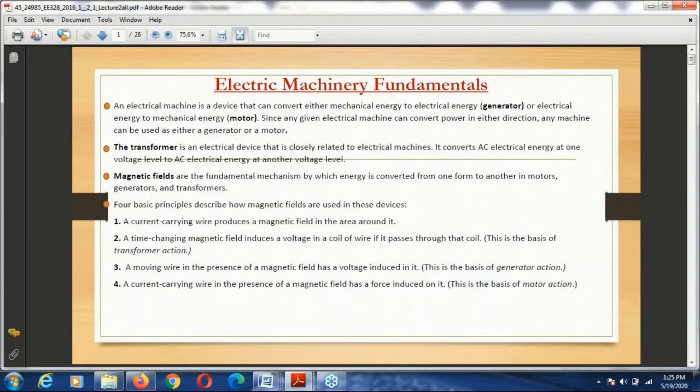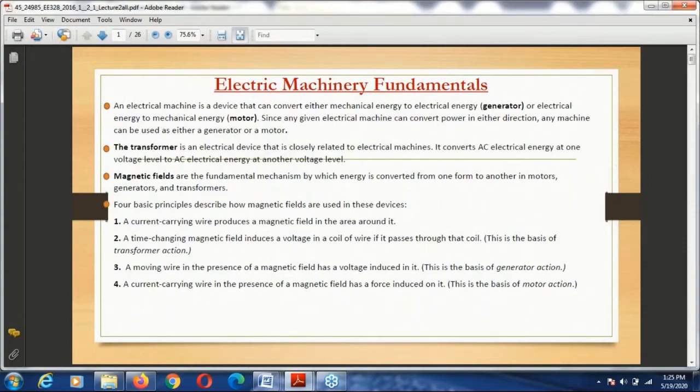Now, four basic principles describe how magnetic fields are used in these devices. The devices are electric motors, generators, transformers, etc. I've also told you that the pumping machine in a borehole is also an electric machine. The first principle is that a current carrying wire produces a magnetic field in the area around it. Is it clear to you? That is the first principle that they use in electrical machines.